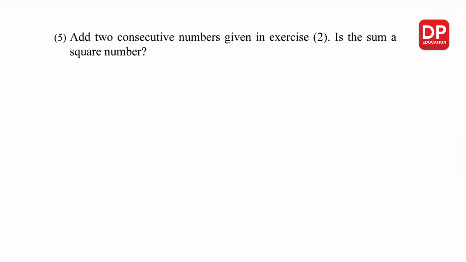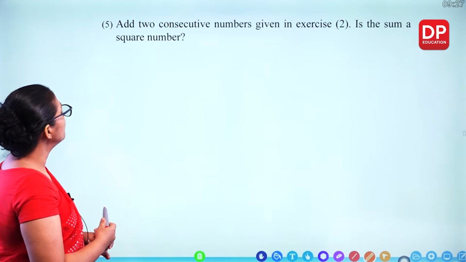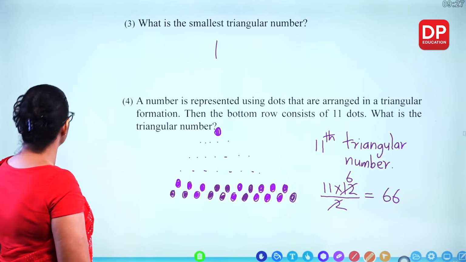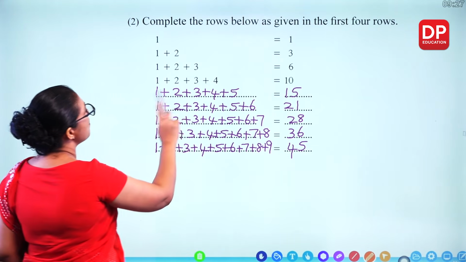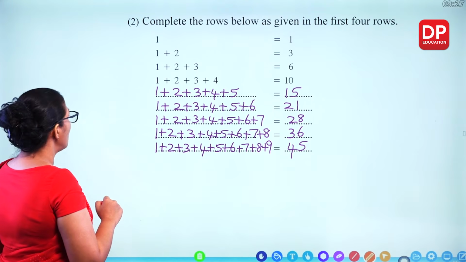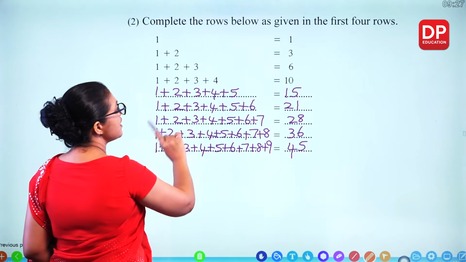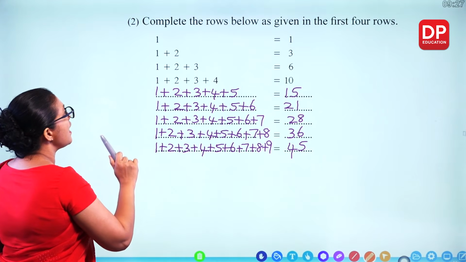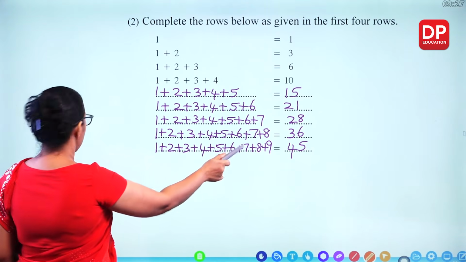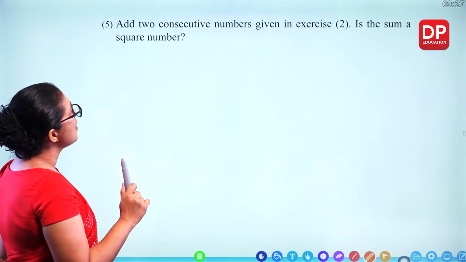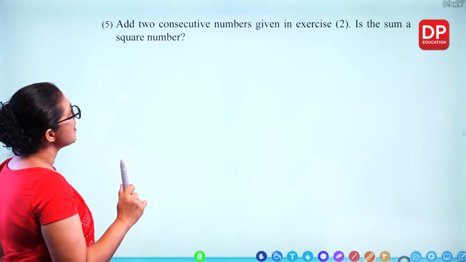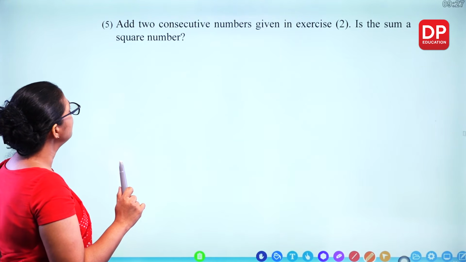Add two consecutive numbers given in exercise 2. Is the sum a square number? Exercise 2. What's that? So that means any odd number. So this is any counting number, but they are asking any odd numbers and adding. Let me see. Add two consecutive numbers given in exercise 2. Is the sum a square number? No.